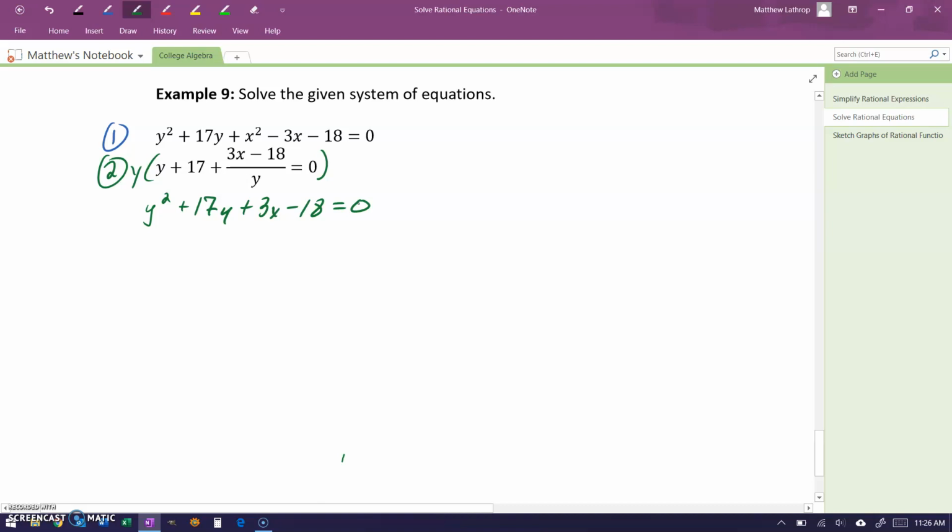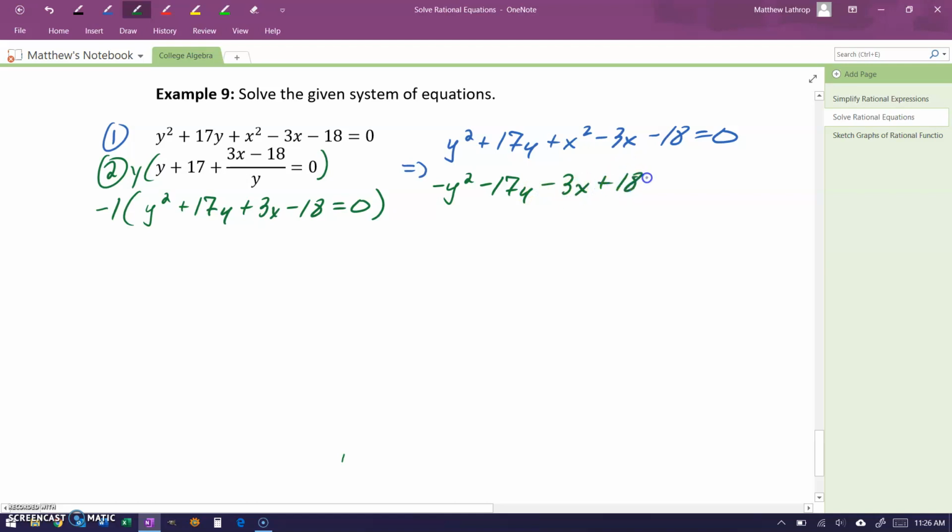Now we can look at using elimination. If we multiply equation 2 by negative 1, equation 1 will remain unchanged, and equation 2 will become minus y squared minus 17y minus 3x plus 18 is equal to 0.